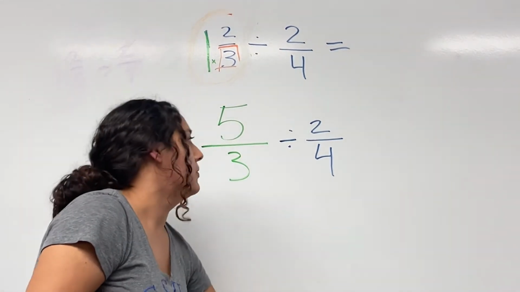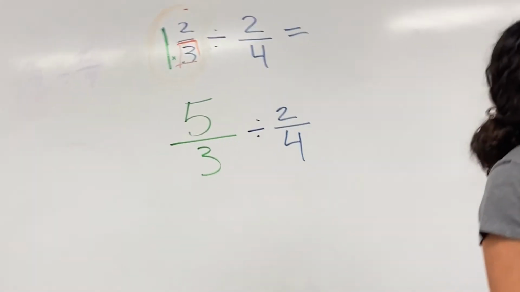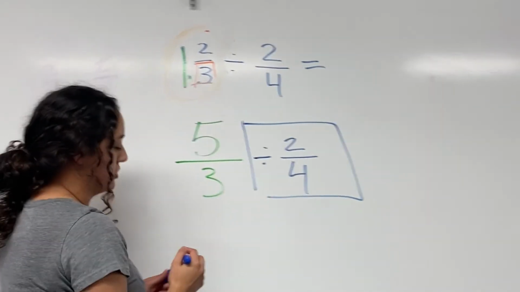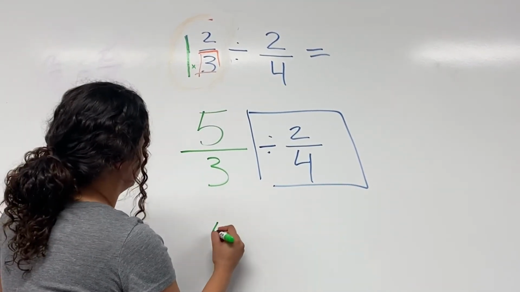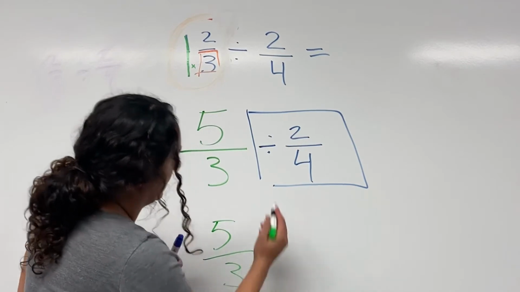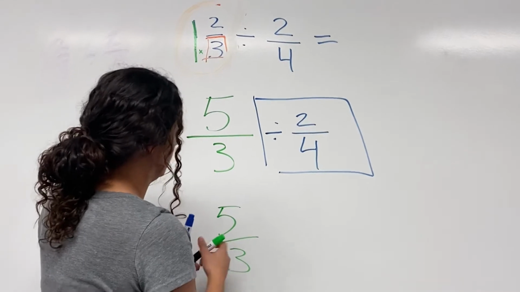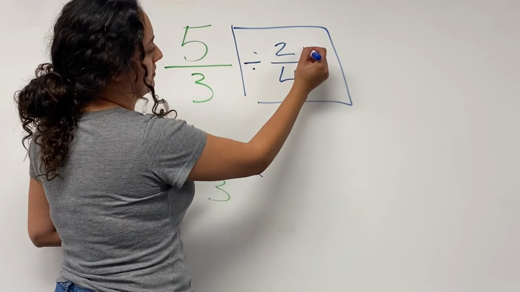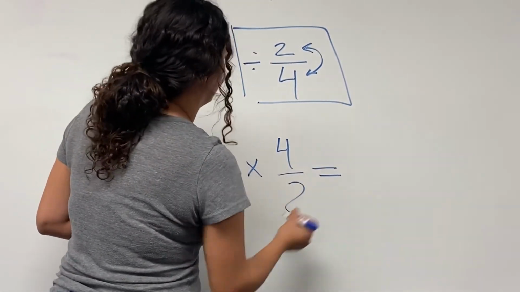Anywho, so now I'm dividing 5/3 divided by 2/4. My next step, find the reciprocal of the divisor and the operation. So find the reciprocal of these two things. So I'm gonna rewrite 5/3. And the reciprocal or opposite of division is multiplication. And then the reciprocal or the inverse here of 2/4 is 4/2. Flip them like that. And then now I can multiply straight across.